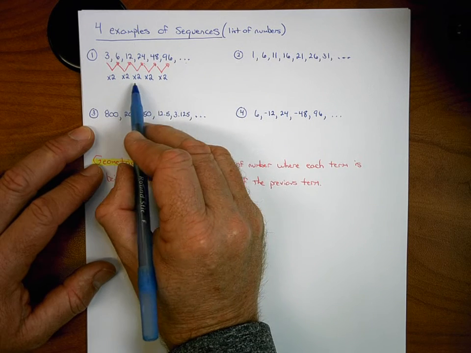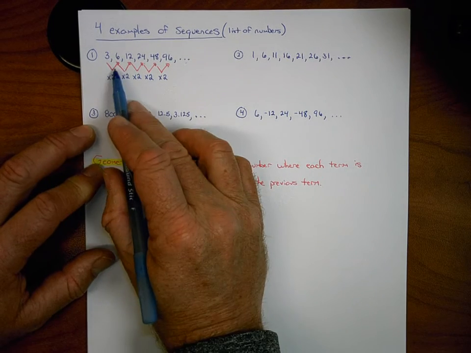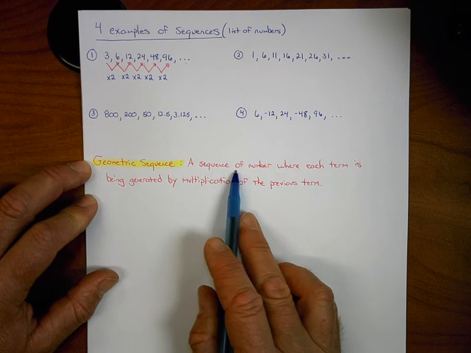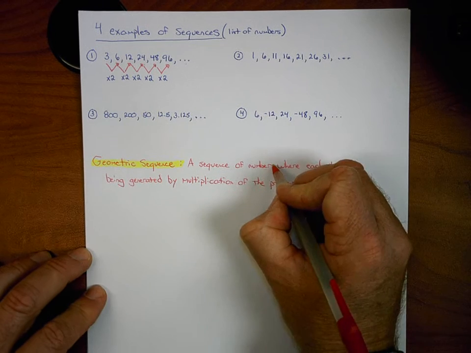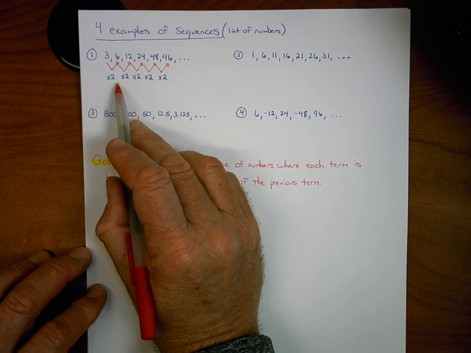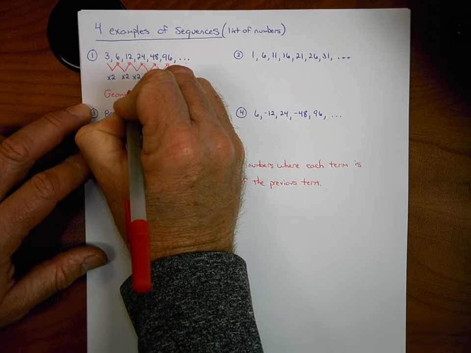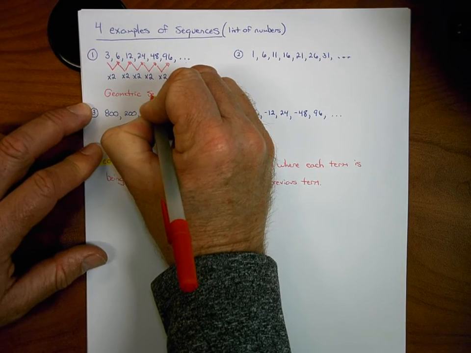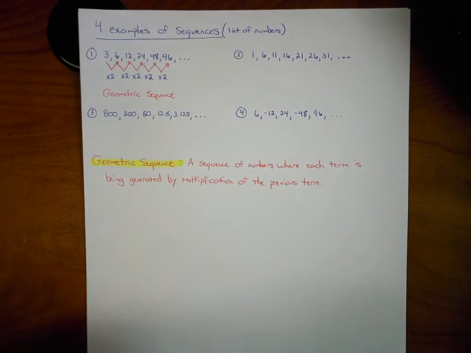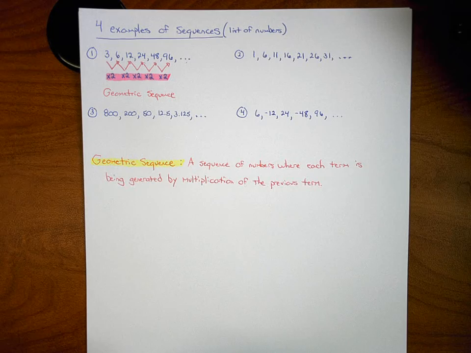Okay, so anyhow, because I am multiplying by 2 to get from one term to the next term, let's read the definition. A geometric sequence is a sequence of numbers where each term is generated by multiplication of the previous term. Notice I am multiplying, so number 1 is an example of a geometric sequence. That's how we tell. Multiplication tells us, that's the clue. If you're generating numbers by multiplication, that means you have a geometric sequence.